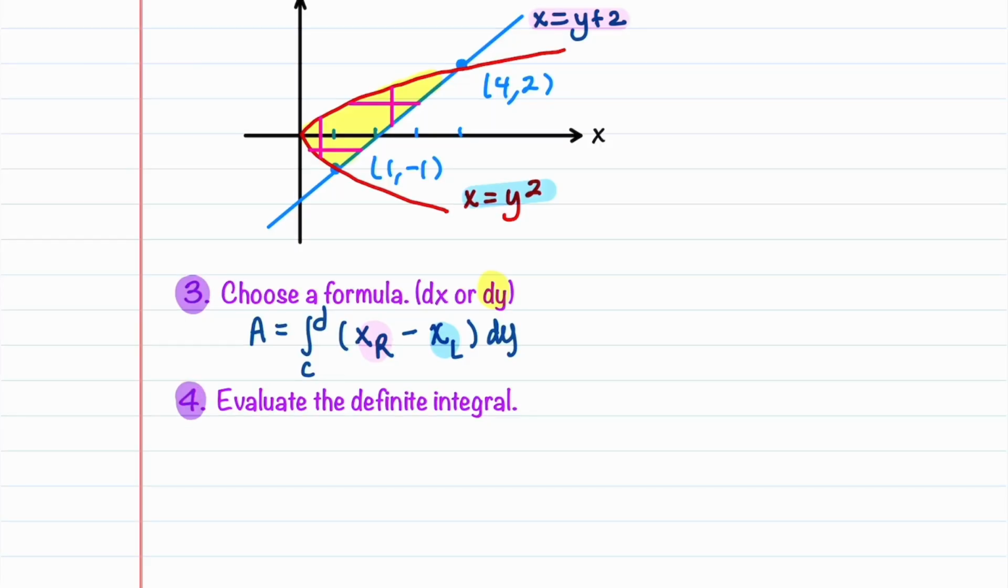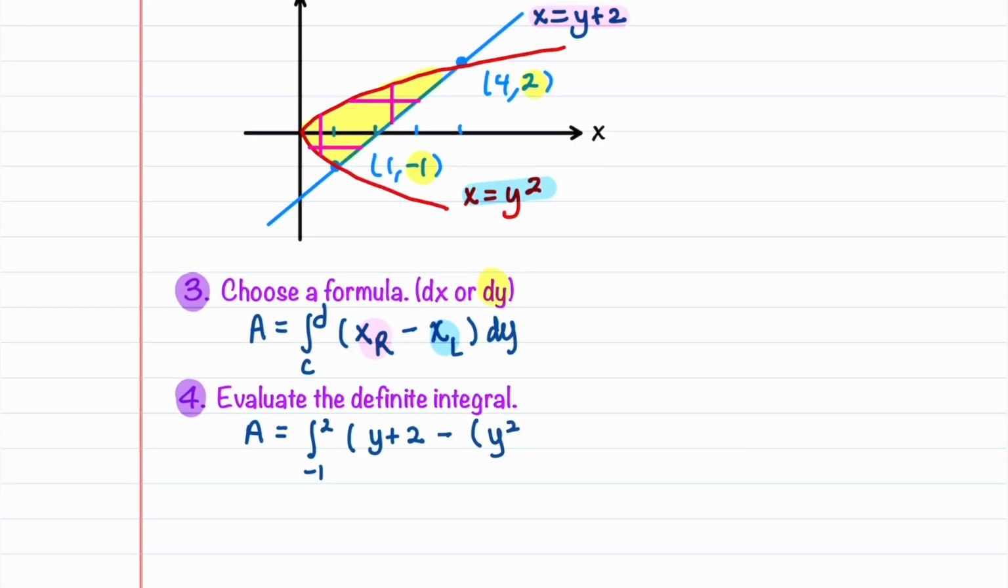Now let's go ahead and set up our integral and evaluate it. Our area is the integral from the y value of our intersection point, which is -1, to 2. Our curve on the right, which is y plus 2, minus our curve on the left, which is y squared. And we have dy. Let's go ahead and simplify this. This is the integral from -1 to 2 of y plus 2 minus y squared, dy.